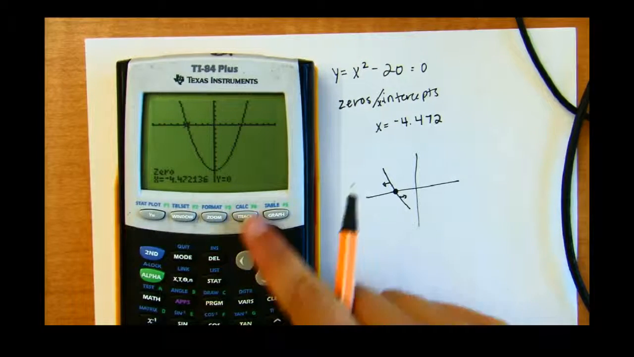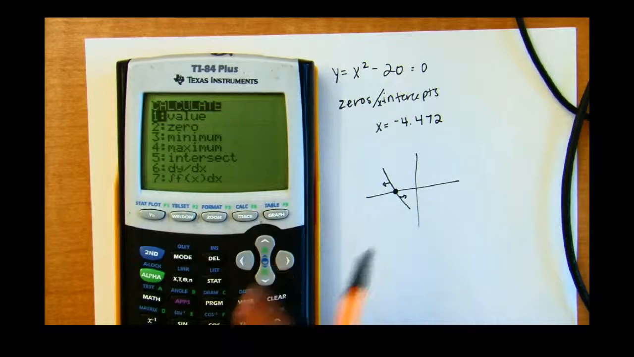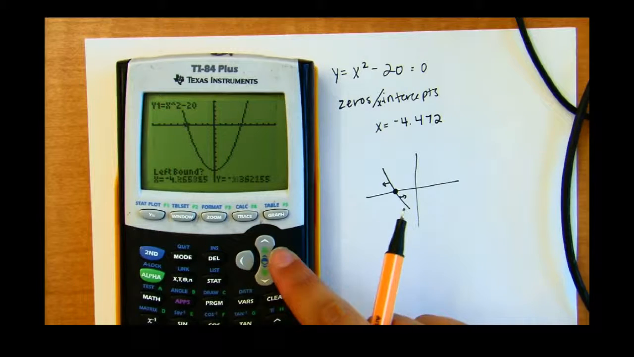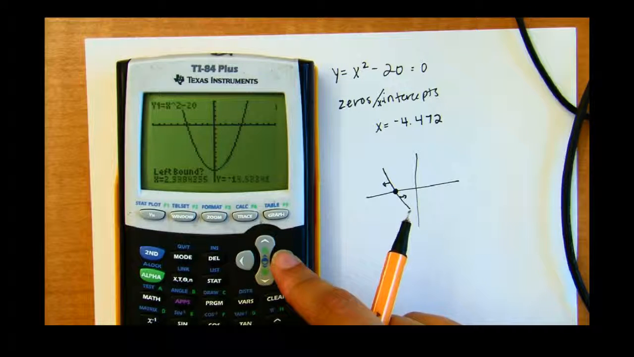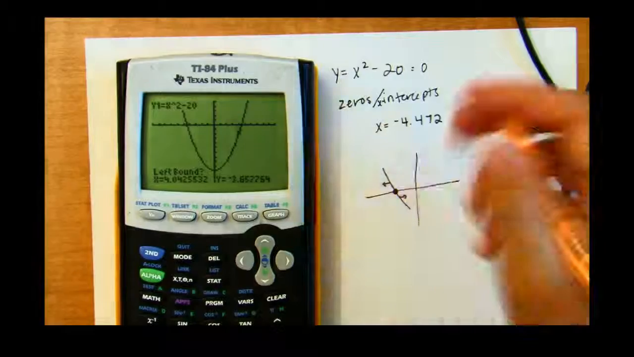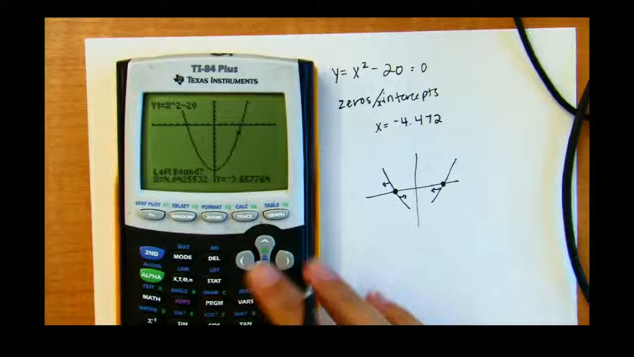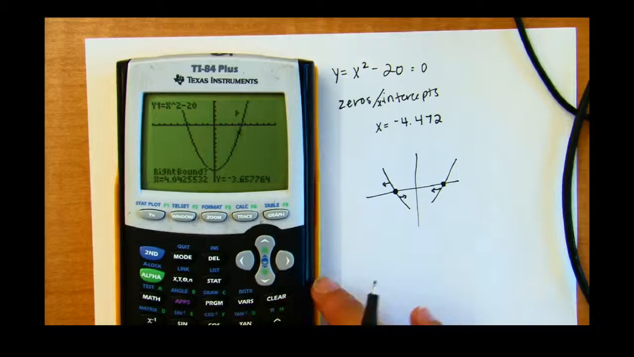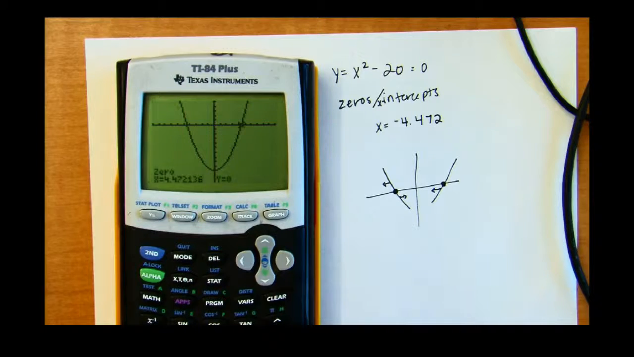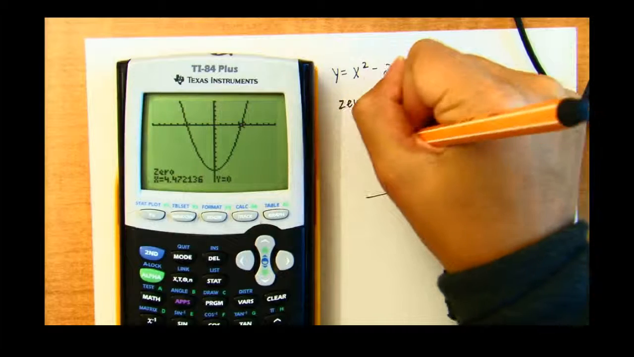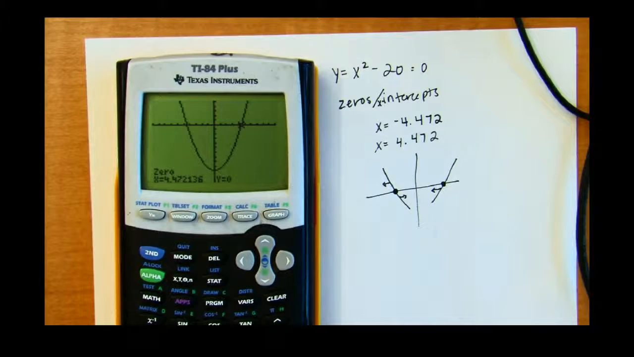I'm going to go ahead and do the same thing for my second zero a little bit faster. So I'm going to go second, calc, 0. And then I've got to find a left bound. Again, this has to be to the left of the curve. On this side of my graph, to the left of the curve is below the x-axis. It kind of changes. Now I've got to find a right bound. I'm going to go up, hit enter for guess, and I find that I've got another zero at 4.472. And so those will be my two zeros.